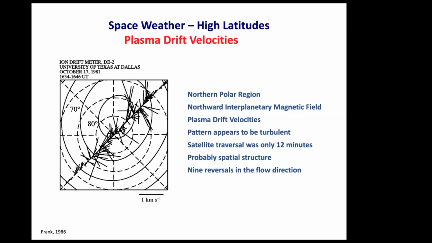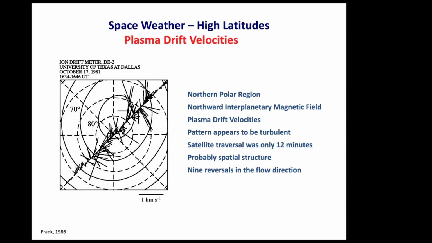This figure shows the third example of space weather at high latitudes. Shown are plasma drift velocities in the high latitude F region in a magnetic latitude, magnetic local time reference frame. The data were obtained with the ion drift meter on the Dynamics Explorer 2 satellite. The convection pattern appears to be turbulent. The ion drift velocities were measured during a crossing of the northern polar region when the IMF was northward.